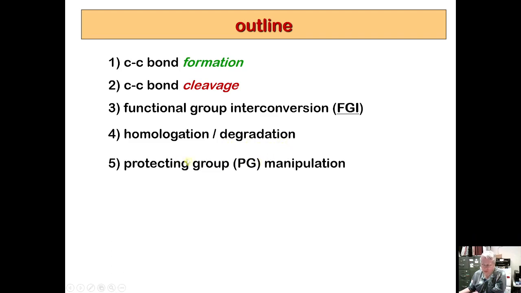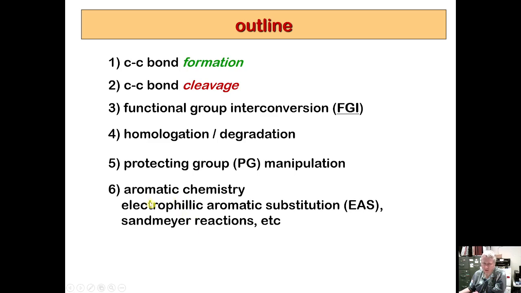We'll have a little section on protecting group manipulation, where you learn a little more protecting group stuff: putting them on, taking them off, and where you might see them. I have a little section on aromatic chemistry, the earlier stuff, electrophilic aromatic substitution, EAS, or also the Sandmeyer reactions. These are the new ones that we just learned about, the diazonium reactions, the N triple bond N, etc.